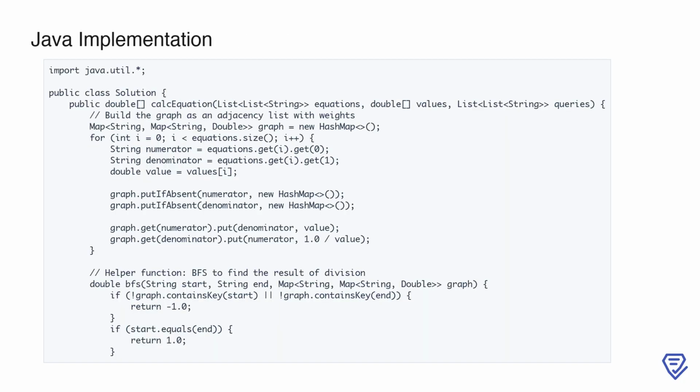Here, we start by defining the method calc_equation, which takes three inputs: a list of equations, an array of corresponding values, and a list of queries. The goal is to evaluate each query by determining the division result based on the given equations.